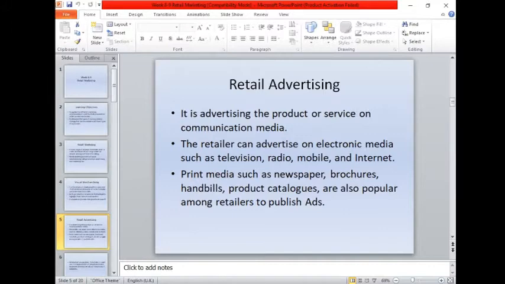Retail advertising also has a big impact on customers once they are reminded, made aware, and persuaded, so they will always remember it in their minds. And if in case they want to buy a particular product, they will think of that store. Because remember, the objective of the promotional mix is to create awareness, to persuade the customers to buy the product, and to remind the customers about the product. And the same goes with retail advertising.